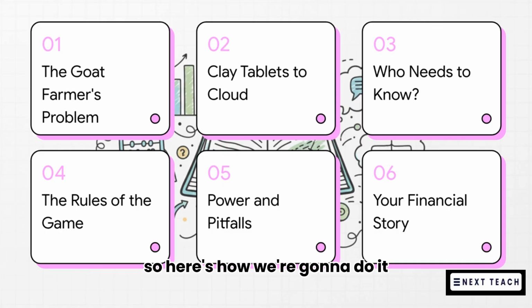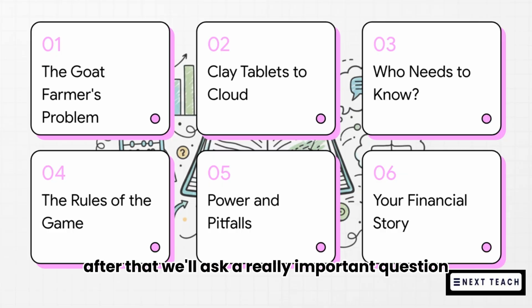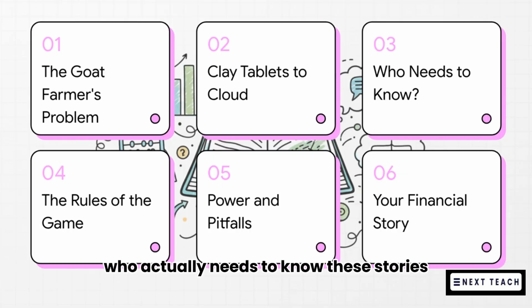So here's how we're going to do it. First, we'll start with a simple puzzle I like to call the goat farmer's problem. Then we're going to jump in a time machine and go from ancient clay tablets all the way to the cloud. After that, we'll ask a really important question. Who actually needs to know these stories? And we'll get into the rules of the game that are supposed to keep those stories true.